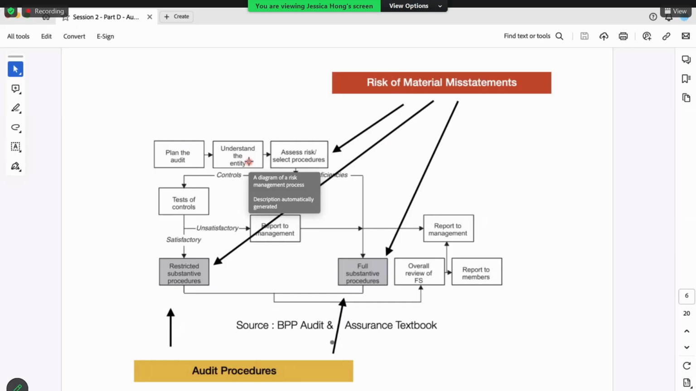And based on the understanding of the entity, the auditor is expected to assess the risk. So over here, the risks are referring to the risk of material misstatement. All right. During the data gathering on understanding the entity, it's also very common that the auditor sometimes gathers data about their accounting processes.